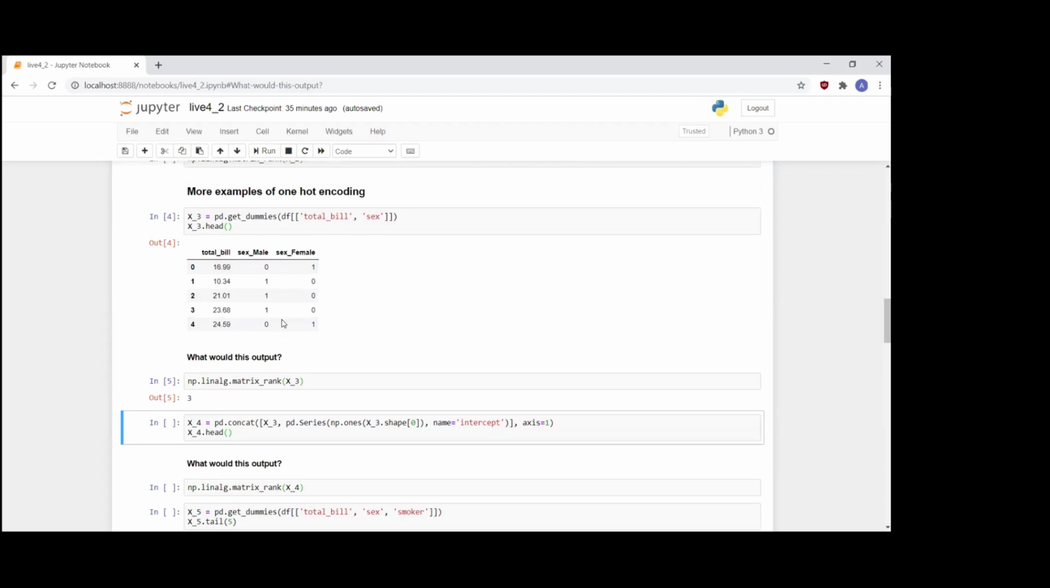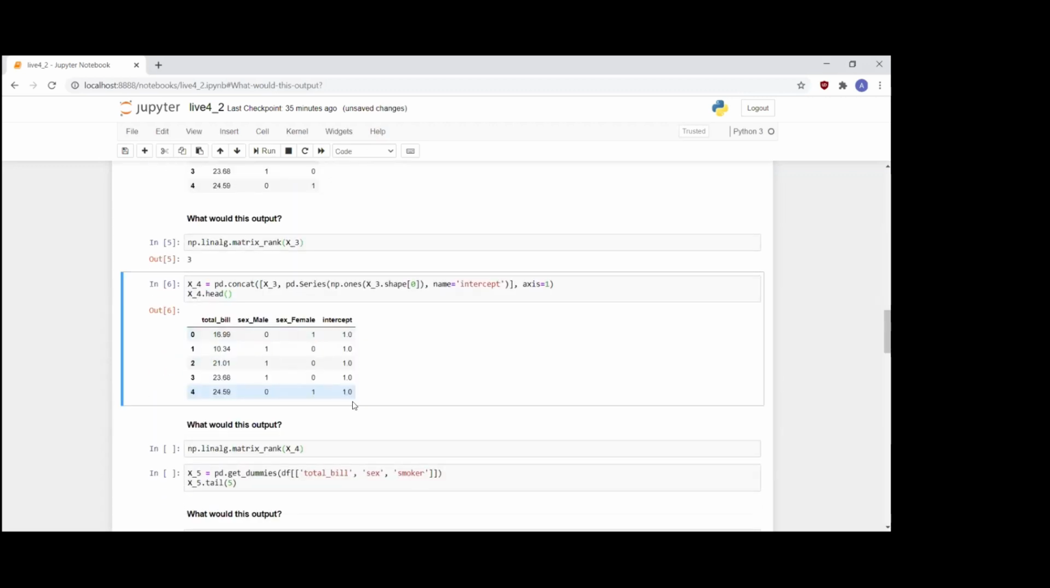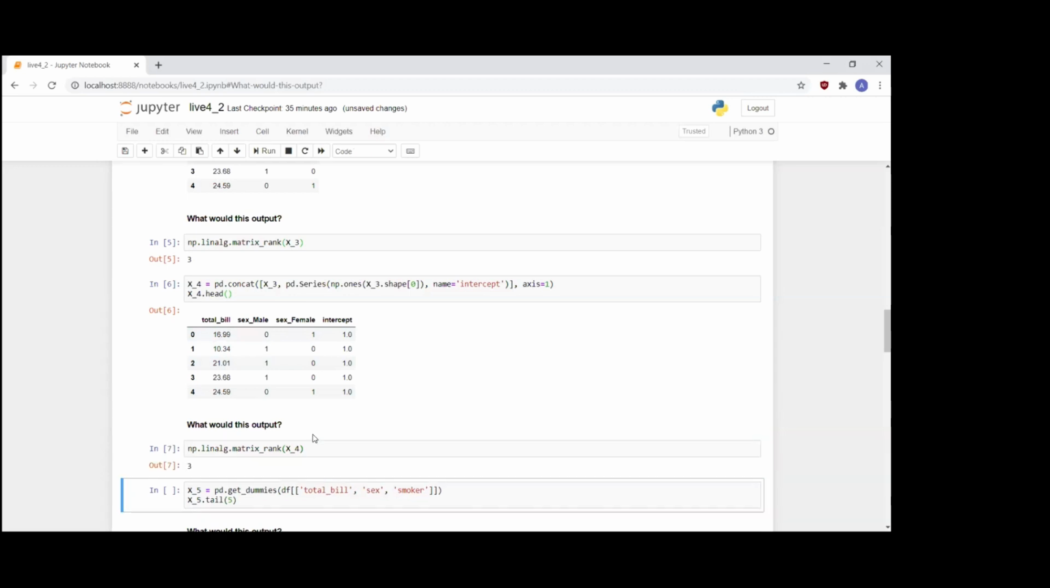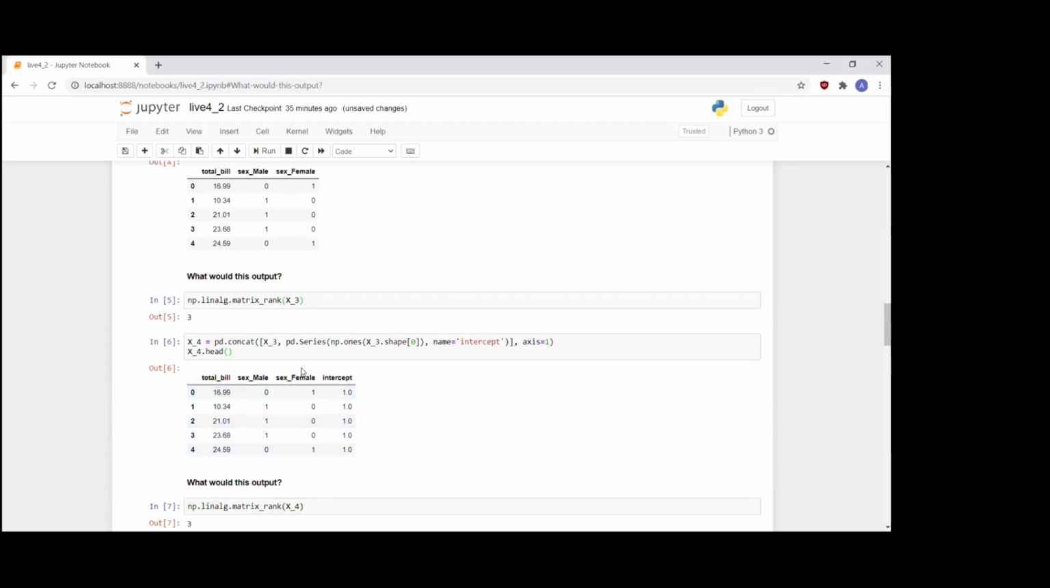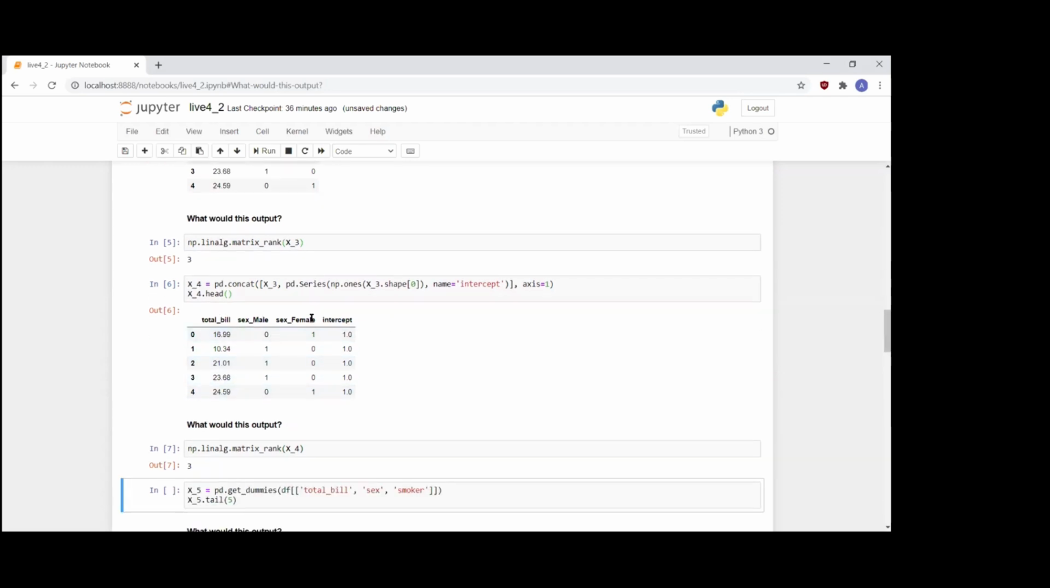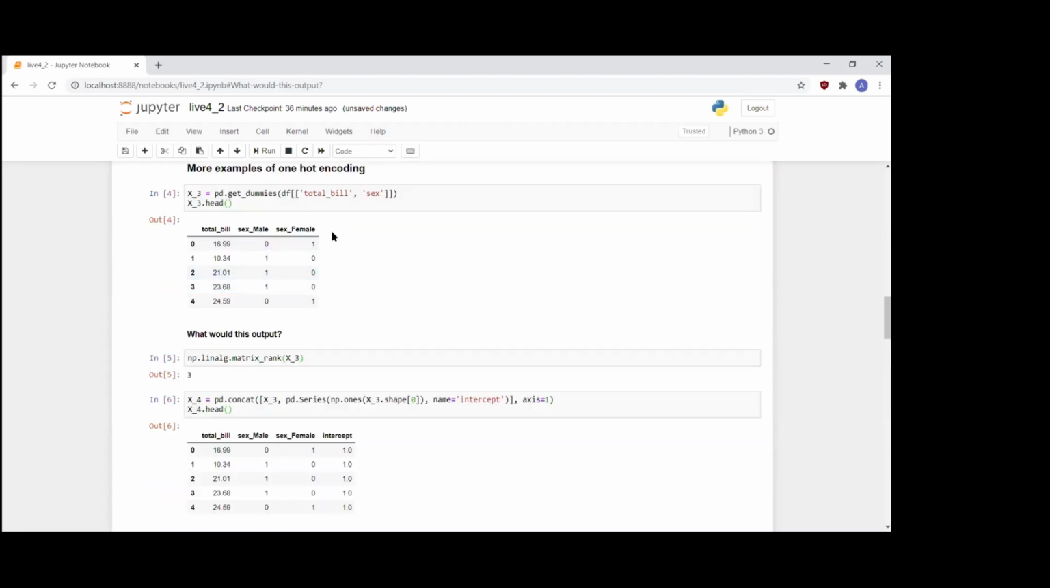But okay, let's say we have a column of 1s now. In that case, the rank is still 3 because I can construct the male column using the intercept column minus the sex female column. So although there are 4 columns here, one of these is redundant because I can make the sex female column using the sex male and intercept columns. But here there was no intercept column, so there was no linear dependence relation in this example.